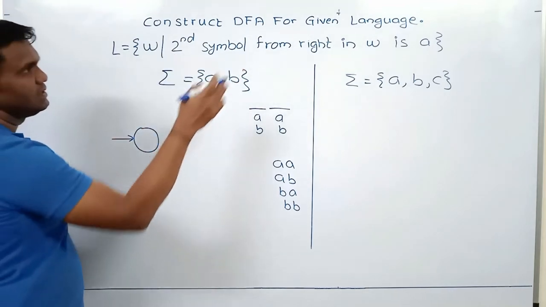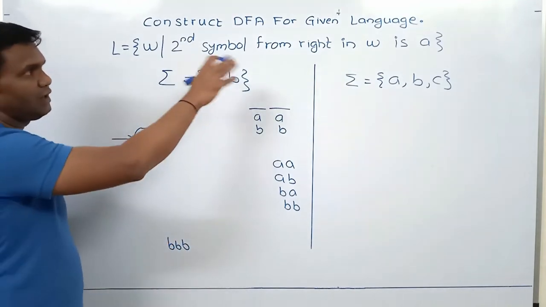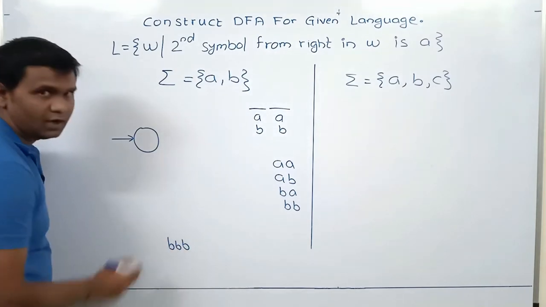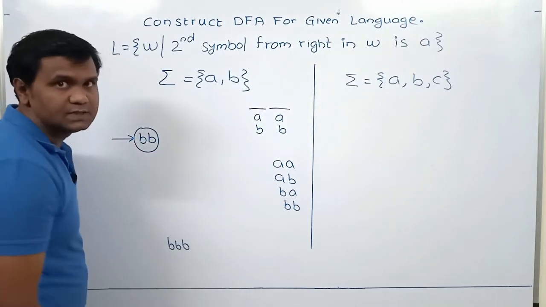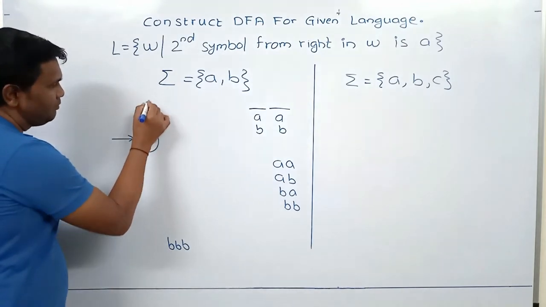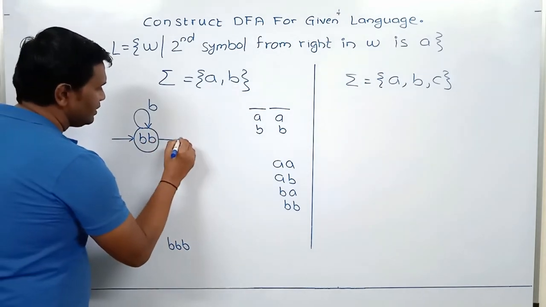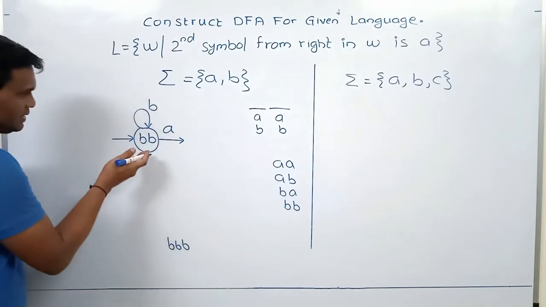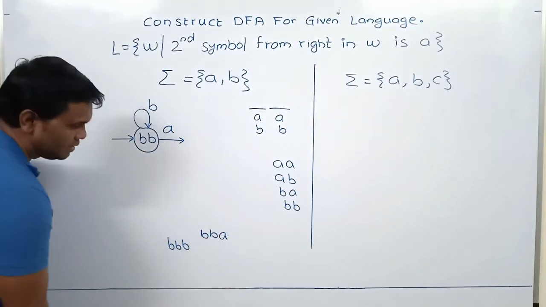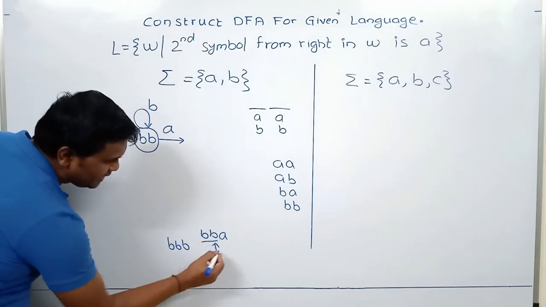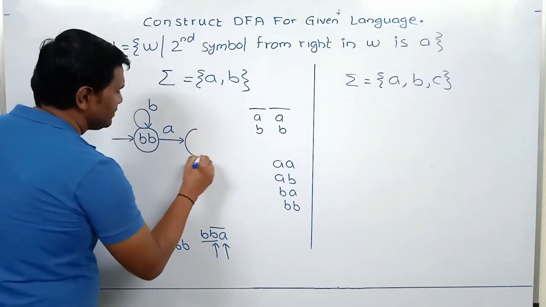Now the condition is that the second symbol from right is A. As long as only B's are coming, we cannot have the second symbol from right as A. It has to wait for A. We name this state BB because we have to keep track of these four possibilities. As long as B's are coming, we remain in state BB. We have to keep waiting for A. Now if A appears, this state remembers the last two symbols as BB. After that A comes. Now they change from BB to BA. So this state is BA.